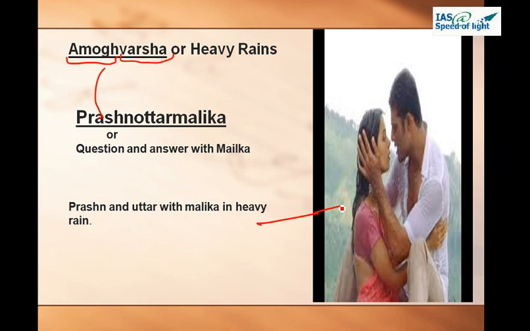See in this picture, it is Amogh Varsha. So it is raining heavily. And what is this person doing? He's asking a lot of questions with Malika Sherawat. So Prashna Uttar Malika. And who wrote it? Amogh Varsha. So Amogh Varsha becomes heavy rains. You can see the heavy rains and this person asking questions with Malika Sherawat. So Prashna Uttar Malika.